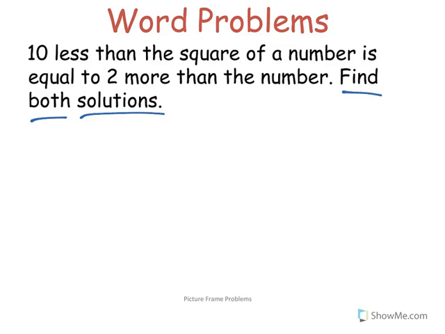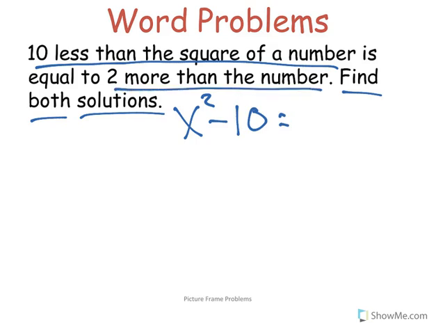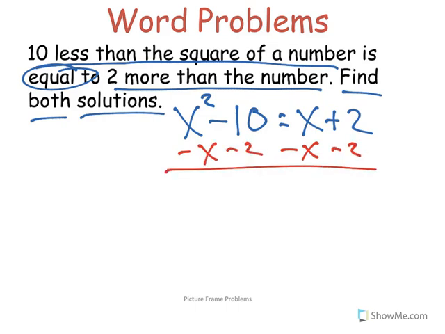10 less than the square of a number. So I'm just going to stop right here. That's x squared minus 10 is equal to 2 more than that same number. So I've got my equal sign. That's a pretty simple equation. x squared minus 10 is equal to x plus 2. So I add negative x on both sides. I add negative 2 on both sides. That should give me x squared minus x minus 12 equals 0.